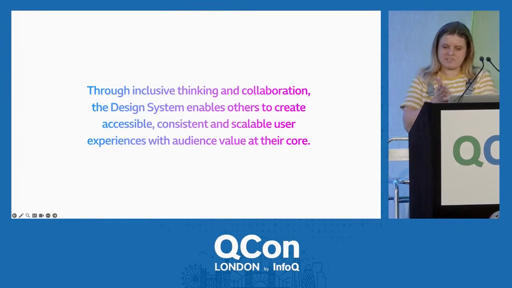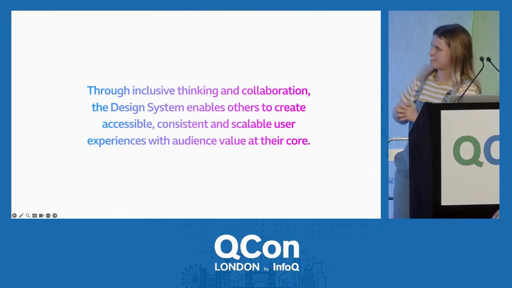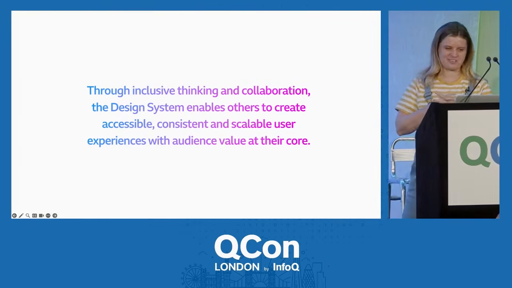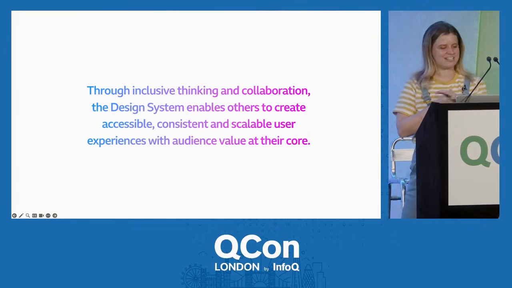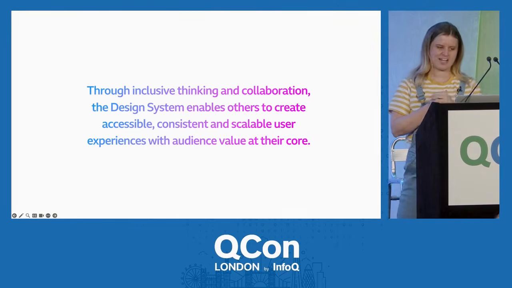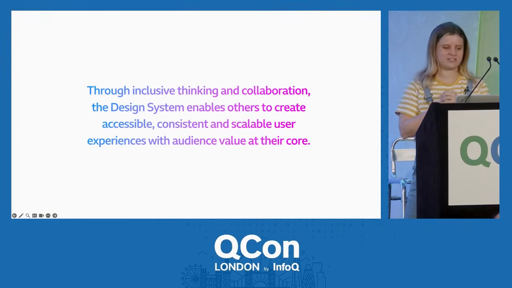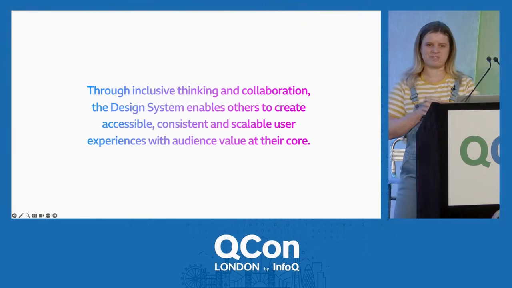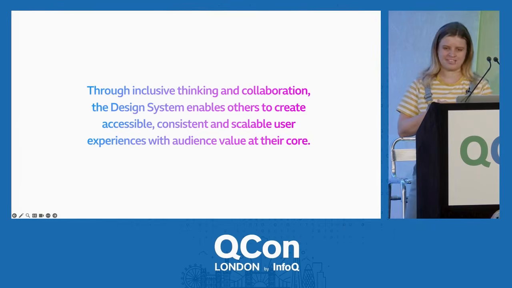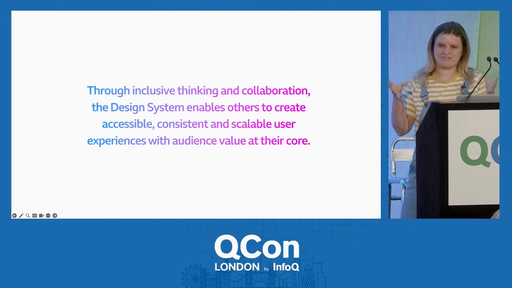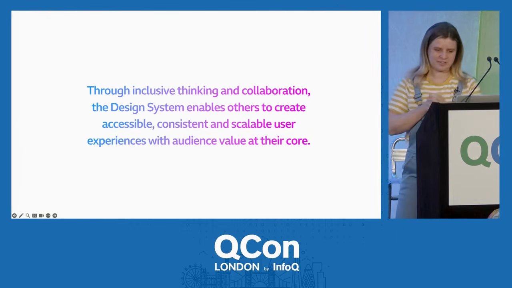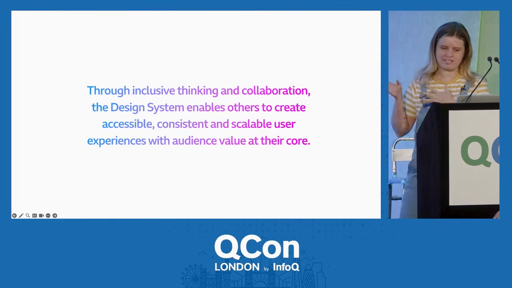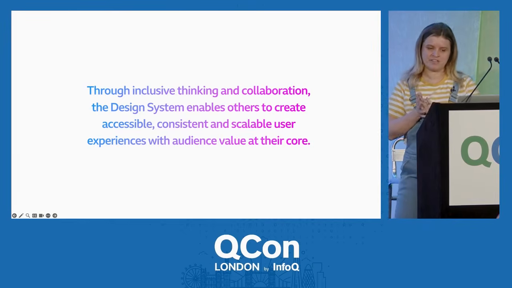So the design system team themselves came up with this mission statement, and I was there when this was created. Through inclusive thinking and collaboration, the design system enables others to create accessible, consistent, and scalable user experiences with audience value at their core. And that audience value is really important for the BBC specifically, because we're trying to get the best value possible to our license fee payers. I think this puts front and center what the team are trying to achieve.